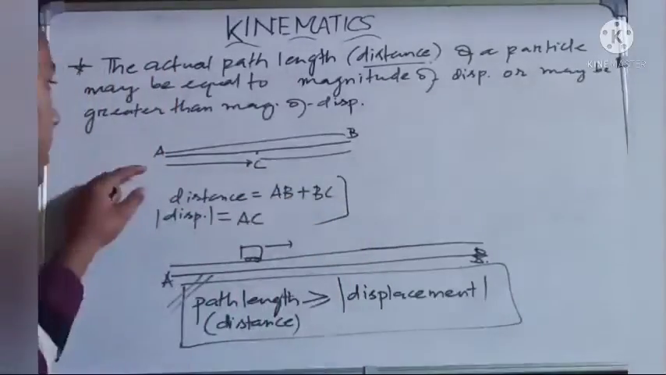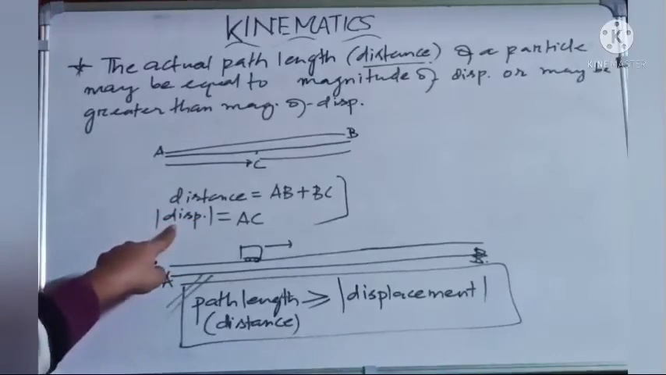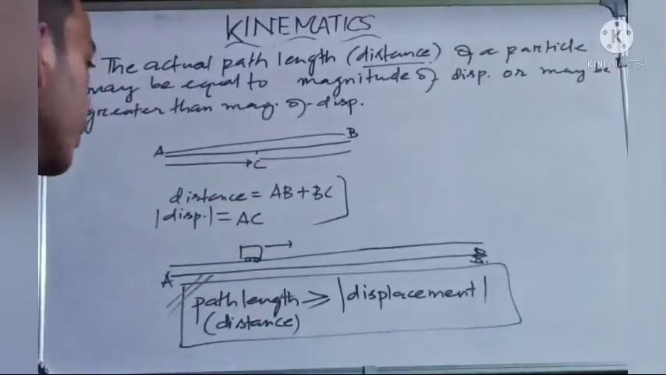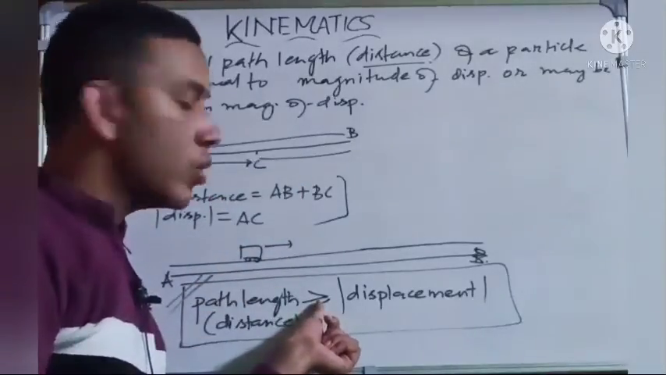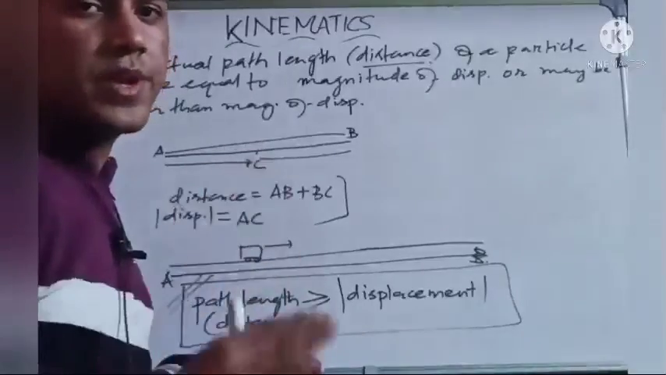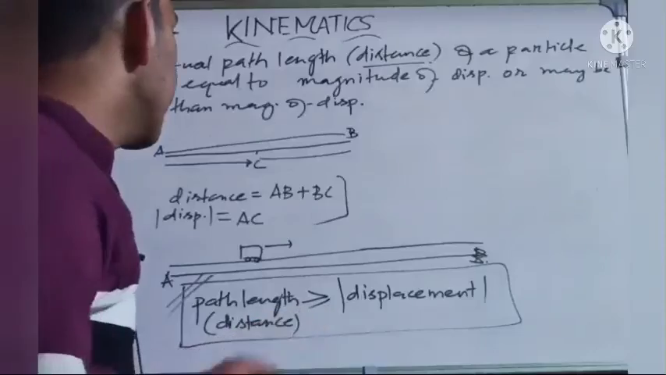Here, although the particle is moving in a straight line path, the distance and the magnitude of displacement are not the same, since there is a reversal of motion. So for this equality sign to hold, there should not be reversal of motion, and the particle should always move in a straight line in a single direction.